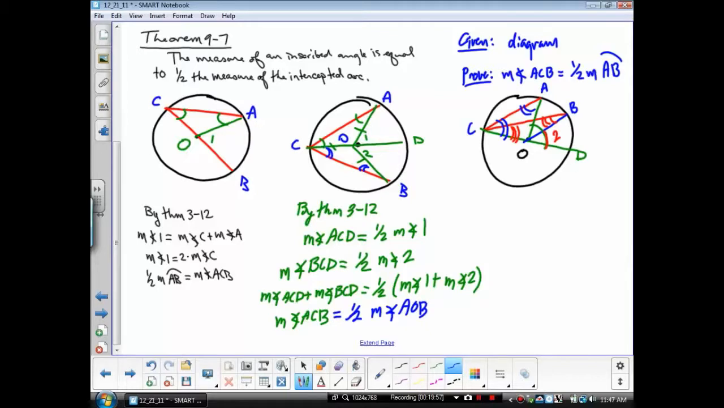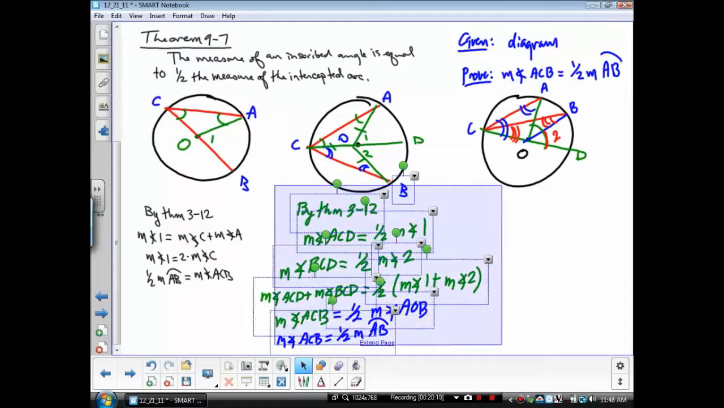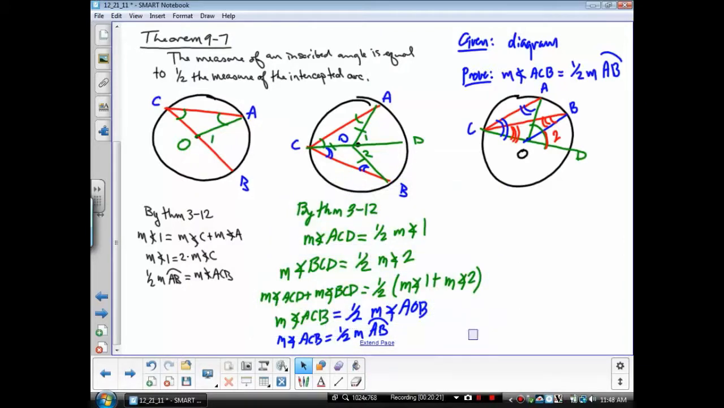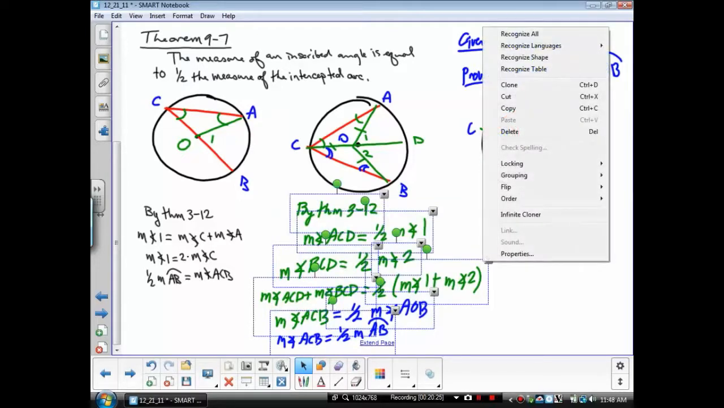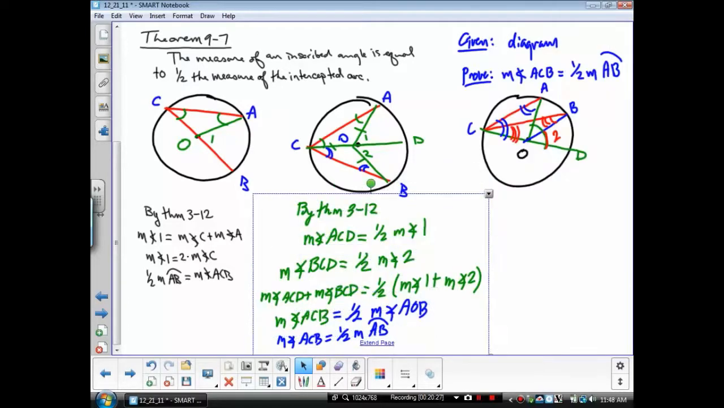And measure of angle AOB, that central angle, is the measure of arc AB. That's how we get the measure of arc AB. So I can finish out this piece of the proof. Measure of angle ACB is 1/2 the measure of arc AB. We've done 2 of them now. Making this one a little smaller so we have room for the 3rd one.